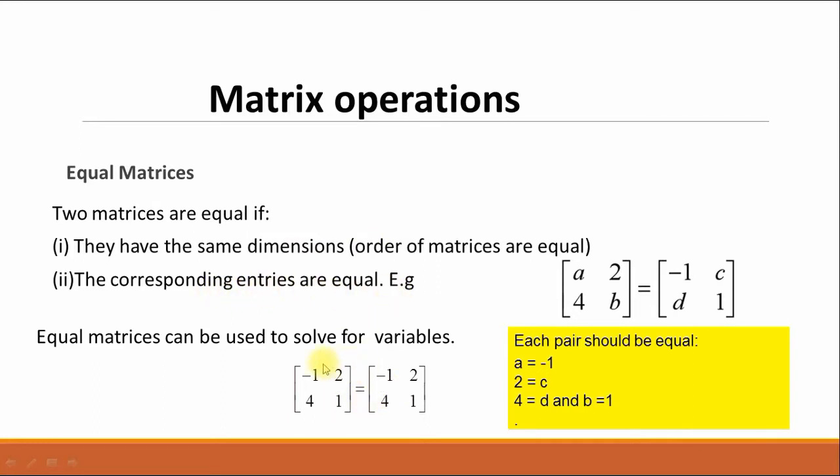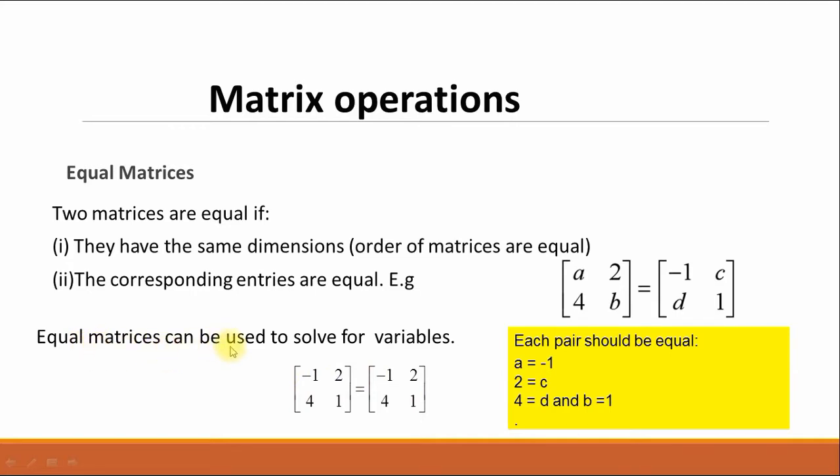For example, these two matrices are equal. In these two matrices, we know that the order of these two matrices is equal and the corresponding elements are equal. This matrix has order 2 by 2 and this matrix also has order 2 by 2. So the order of these two matrices are equal and the corresponding elements also equal. So these two matrices are equal matrices.